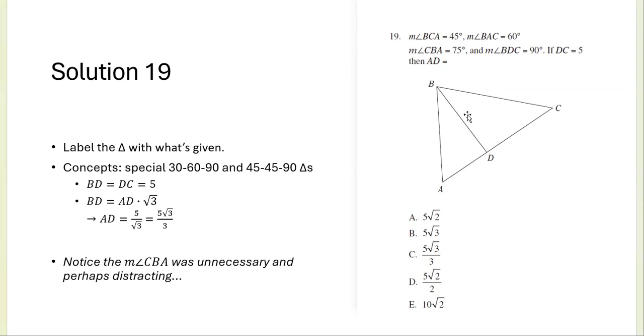Okay. All right, so DC is equal to 5. So BD is also equal to 5 then, because remember this is a 45, 45, 90 triangle, okay? And if this is equal to 5, this angle was 60 degrees, yeah? So AD is 5 divided by root 3. If we rationalize it, it's 5 root 3 over 3. Choice C.